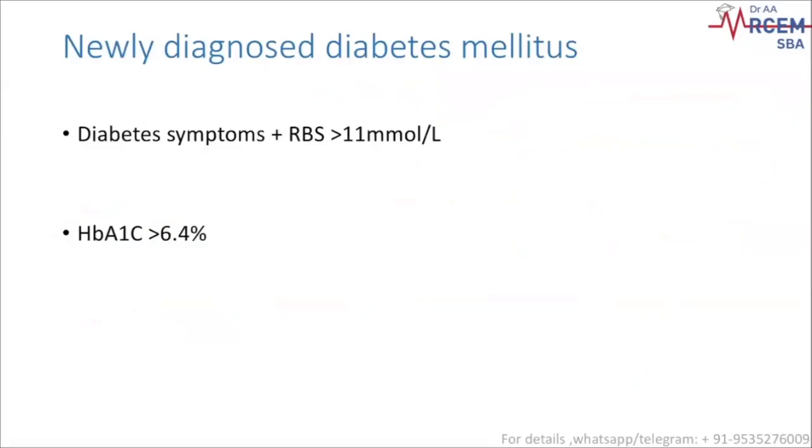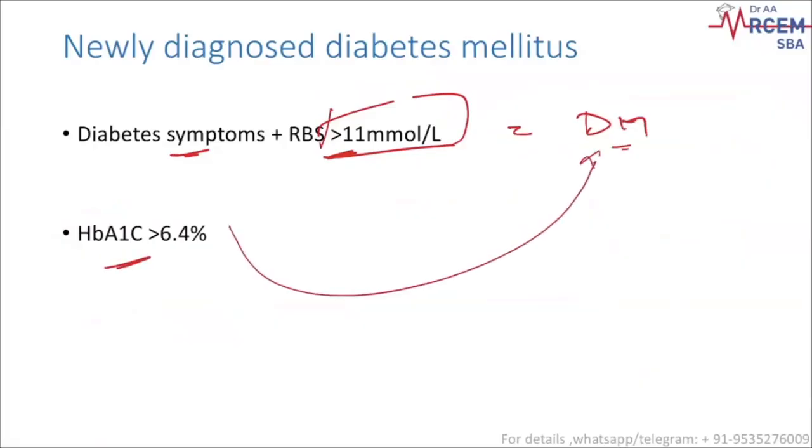New diagnosis of diabetes mellitus, that is DM. Someone who has diabetic symptoms like polyuria and polydipsia, along with significant weight loss. Those are the symptoms of diabetes. And if the random sugar level is more than 11 millimoles per liter, you can label them as diabetes mellitus. Or someone who has an HbA1c more than 6.4%, you can also label them as diabetes mellitus. This is about the glucose levels.